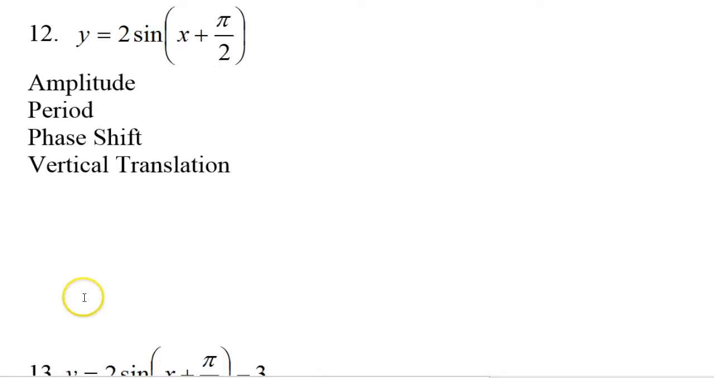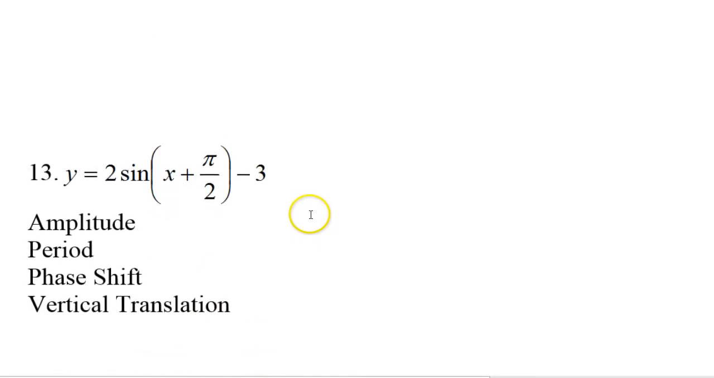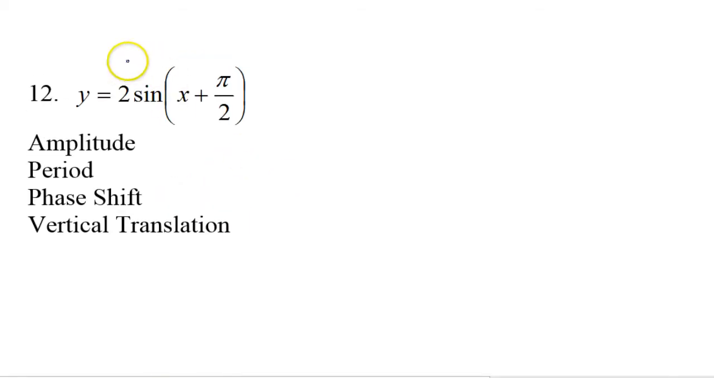In this video, we will continue practicing how to graph sine functions and cosine functions, including changes in amplitude, vertical shifts, and phase shifts. So looking at problem number 12, I see that I've got my A value right here, and that tells me that the amplitude is going to be 2.